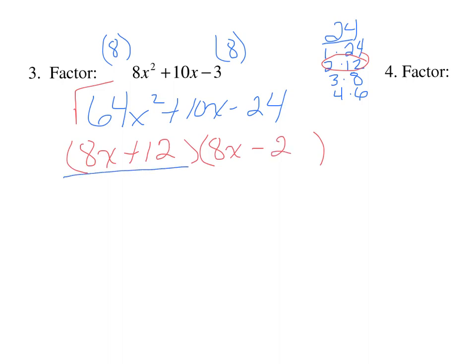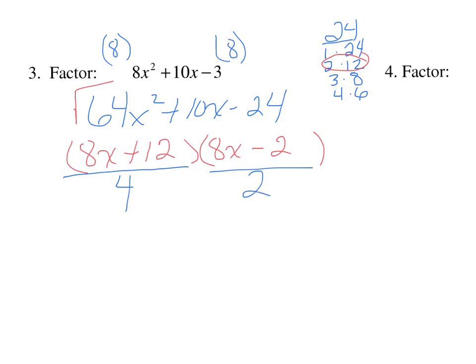And then divide by whatever the GCF is. So the GCF of these two terms is 4. They're both divisible by 4. And the GCF of these two terms is 2. And again, these multiply to make the 8 that we started with up here. 4 times 2 is 8.